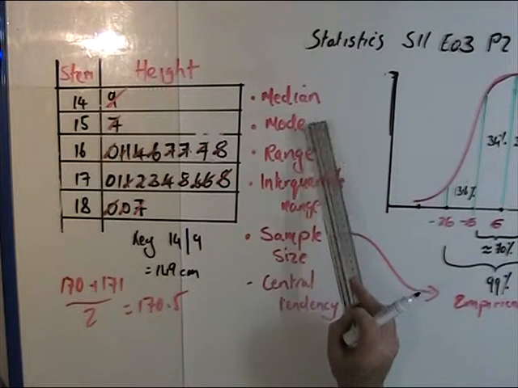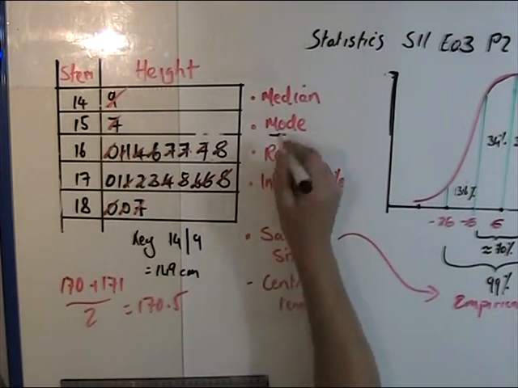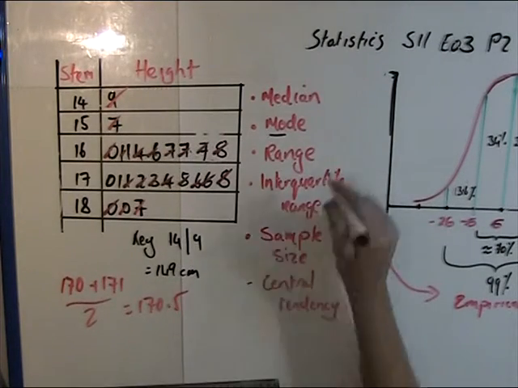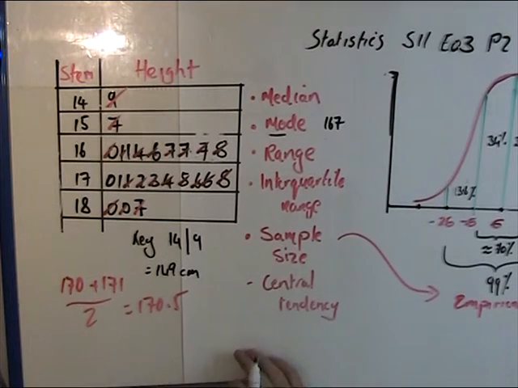Now the mode. The mode is the most common element. That means it appears the most, and look at it, 167. So your mode will be 167. It appears 3 times.